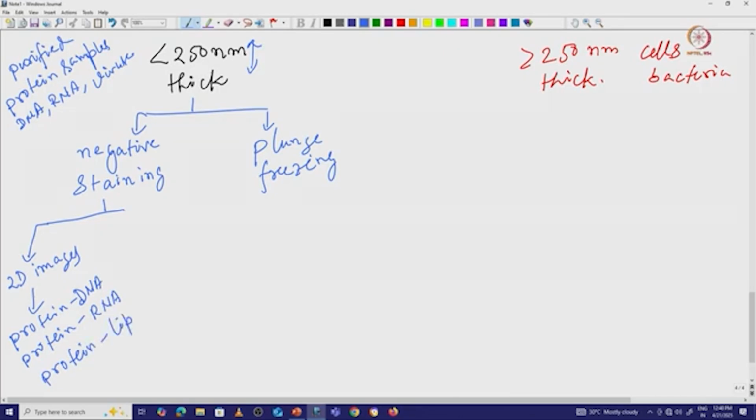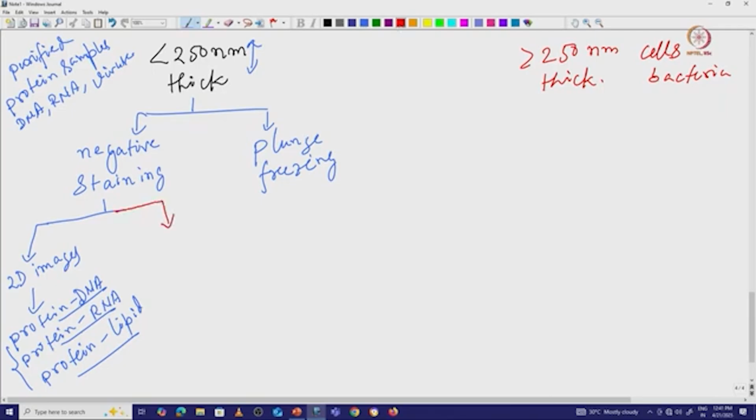So, we can just take some 2D images, and then we can say that I can see very clearly a DNA-protein interaction, a very clear RNA-protein interaction, or lipid-protein interaction images. I will show you all these examples at a later stage, next class, when we discuss good images and bad images.